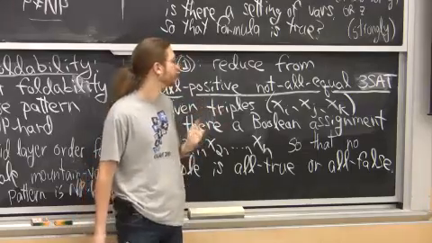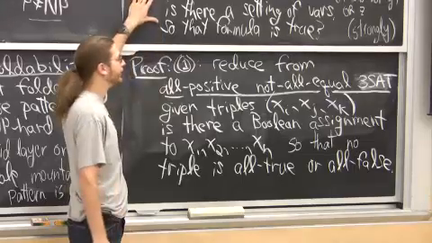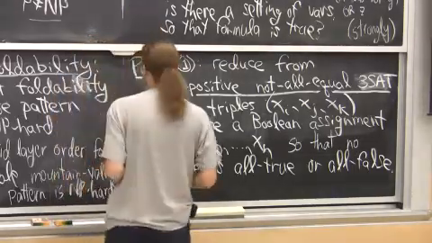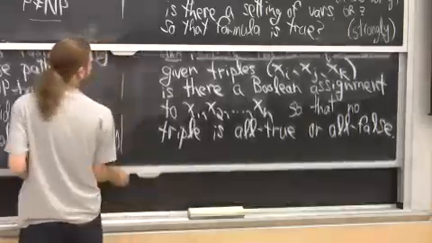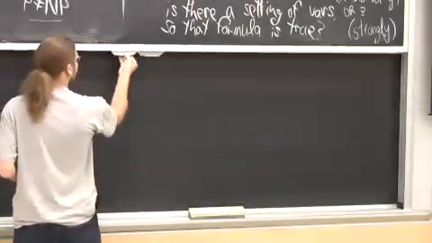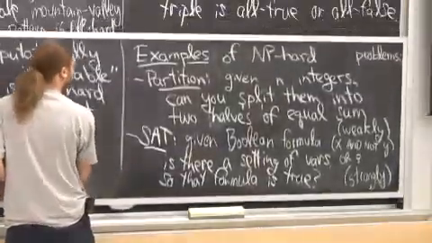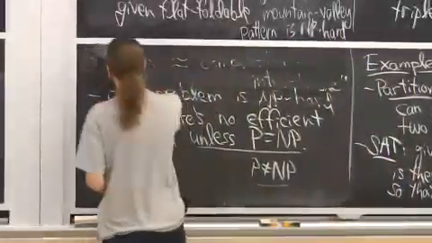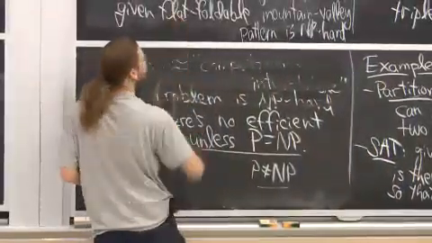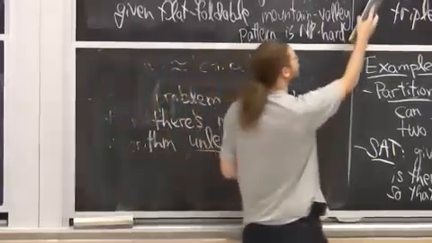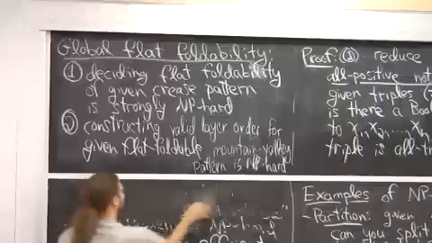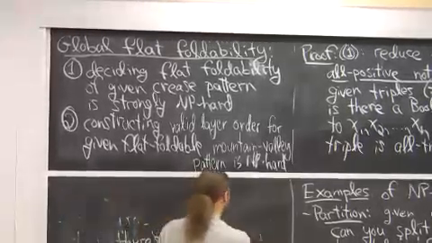That's all. Turns out this is basically equivalent to SAT, but the proof of that is kind of messy, so I don't want to do it here. And so that problem is NP-hard. Just take that on faith. And now I want to show that global flat foldability includes all positive, not all equal 3 SAT as a special case. And therefore, it's also NP-hard.